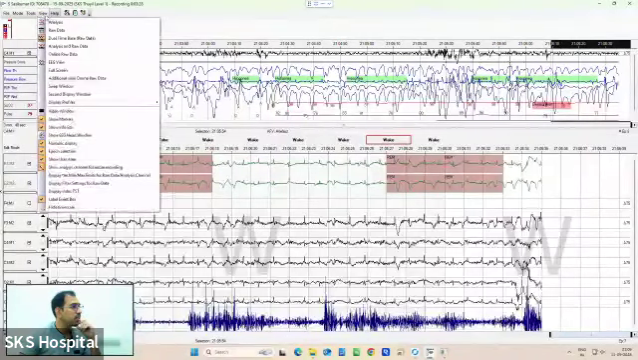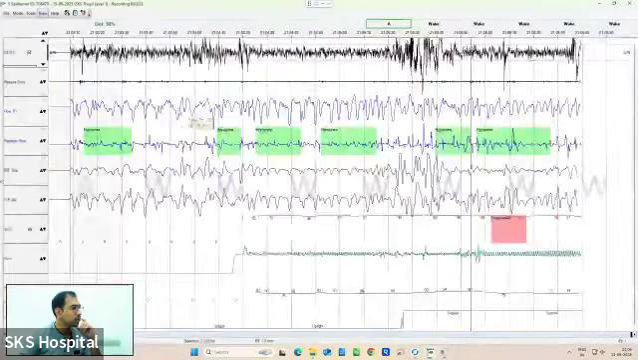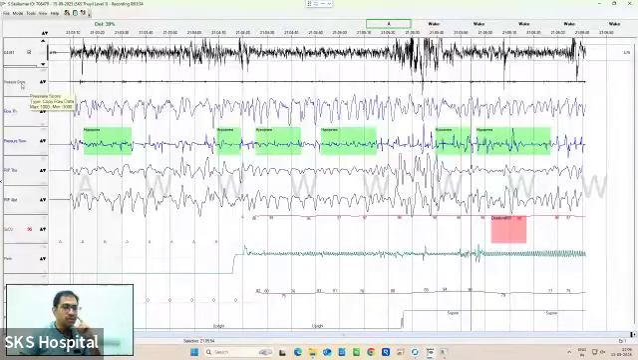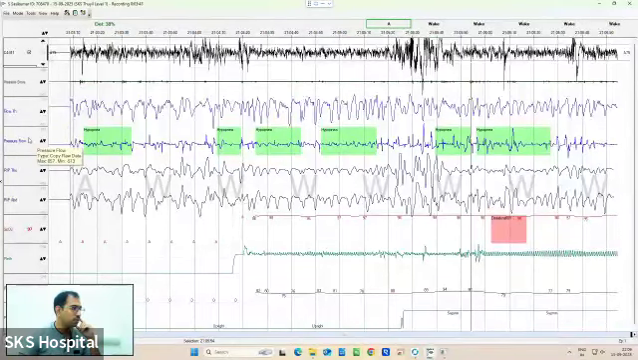Now I'll show you the respiratory channels. So this is the pressure snore. The pressure snore and snore sensor are slightly different. Pressure snore is the one that is sensed from the nasal cannula. This is flow TH, flow thermistor. This is pressure flow, which is nasal pressure cannula.